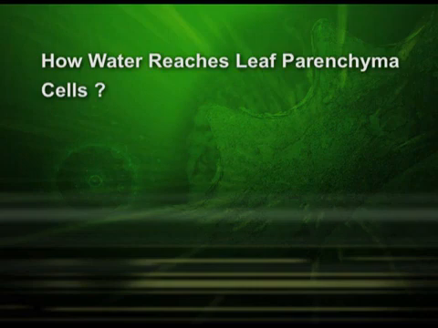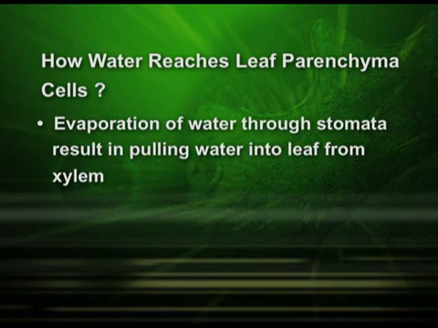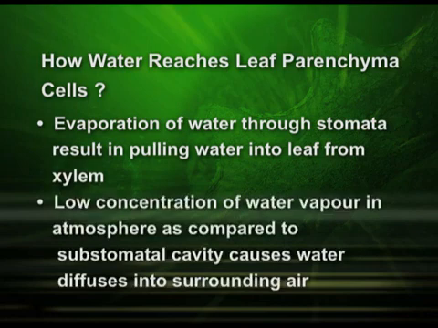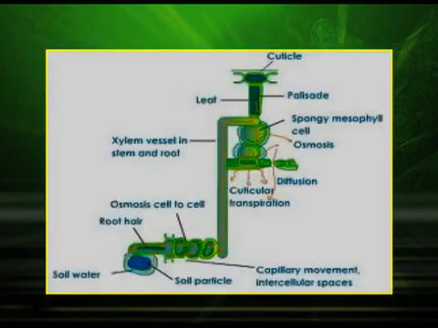Now, a very important question might bother you: how does water reach leaf parenchyma cells? First, it is through the evaporation of water through stomata, which results in pulling water into the leaf from xylem. Second, the low concentration of water vapor in the atmosphere as compared to the substomatal cavity causes water to diffuse into the surrounding air. The following diagram very well explains how the water reaches the parenchyma cells.